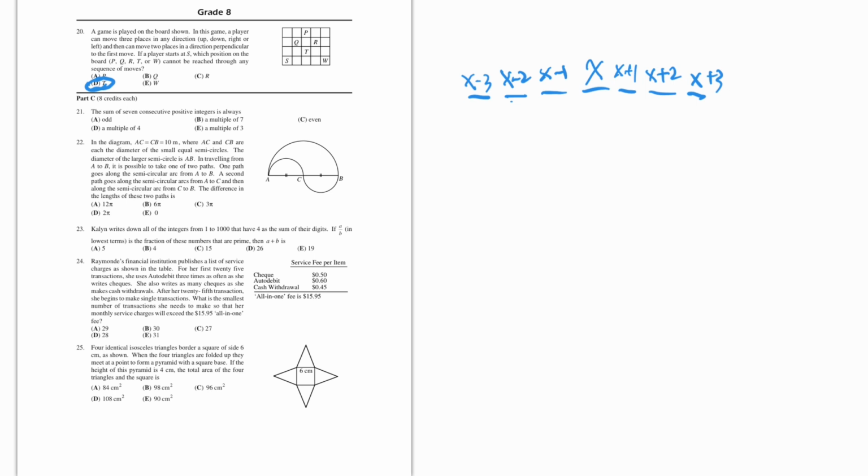So the sum of the 7 consecutive numbers, add them together, is equal to 7x, all positive. So that's the 7x. And the negative 3 cancels positive 3, negative 2 cancels positive 2, negative 1 cancels positive 1. So the sum of the 7 consecutive numbers is 7x. It's always a multiple of 7. So the answer is B.